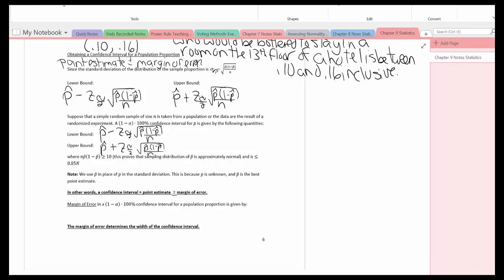This will prove that the sampling distribution of the sample proportion, or p hat, is approximately normal, and n is less than or equal to 0.05 N. The sample is less than or equal to 5% of the population.